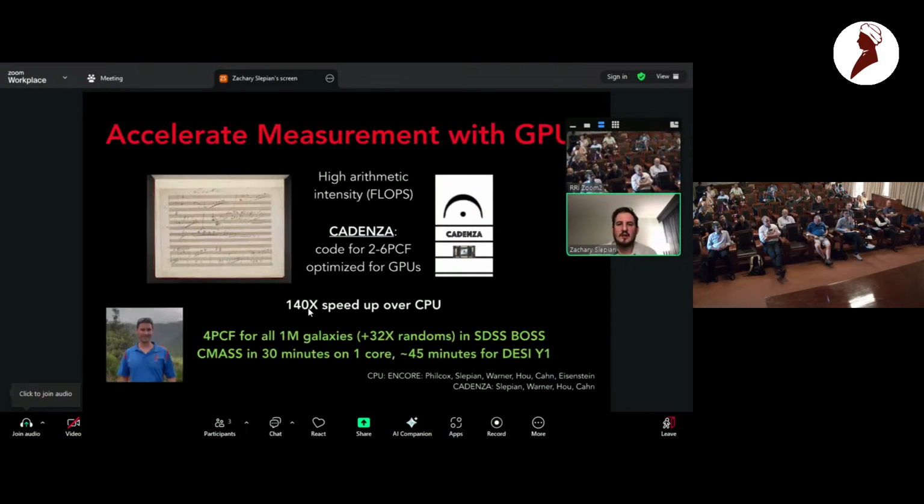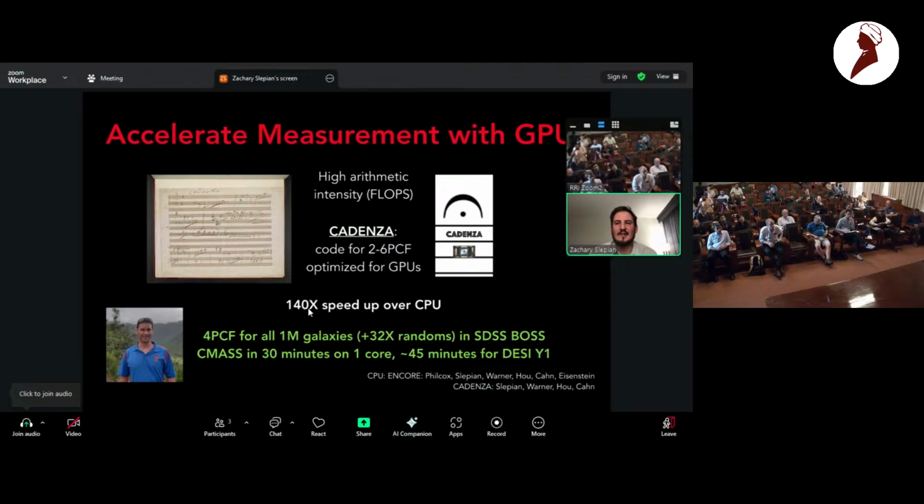So finally, one point about the computation: it turns out that this algorithm has a very high arithmetic intensity, so it does a lot of flops, floating point operations per second. And so that problem performs really well on a GPU. So we created this GPU-based code called Cadenza, which is a code for 2 through 6-point correlation functions that gives us 140x speed up over the same algorithm on the CPU. And this is a cadenza, which is a soloistic fast section of a piano concerto.